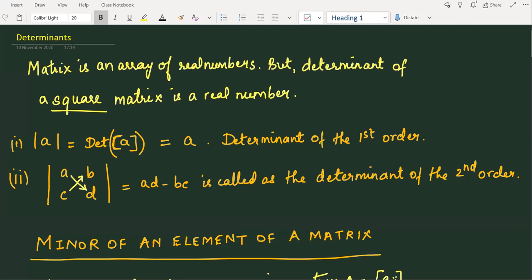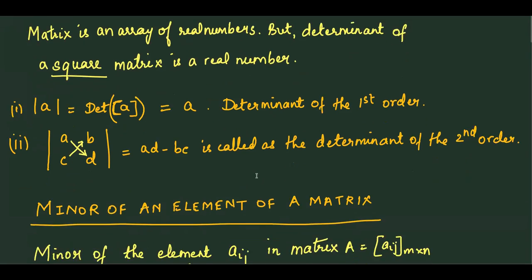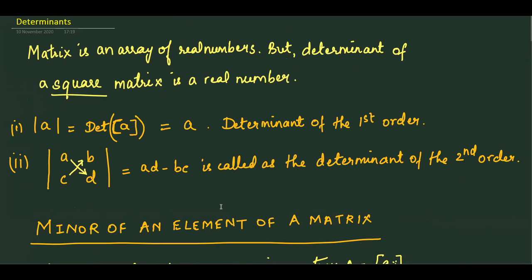Yesterday we started the discussion on determinants. Determinant of a matrix. This is what our discussion was. We ended here. We discussed what is a minor.